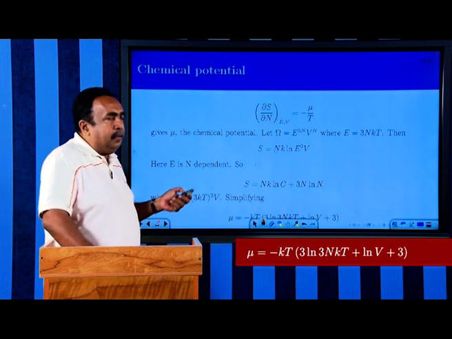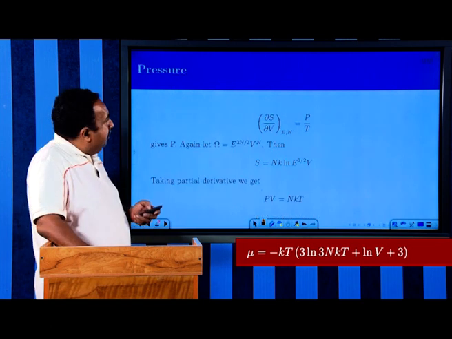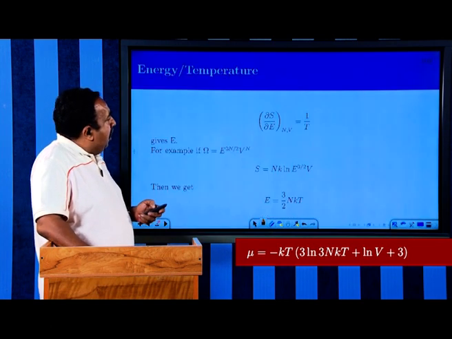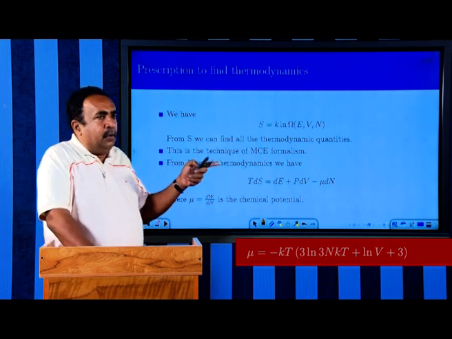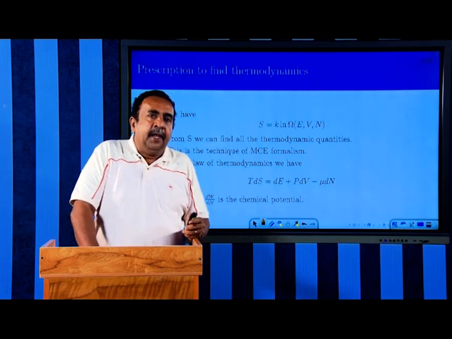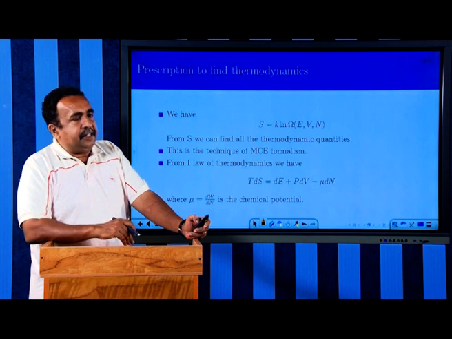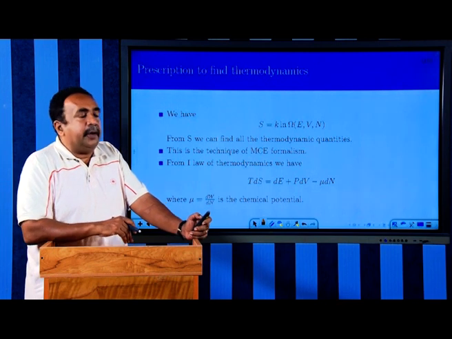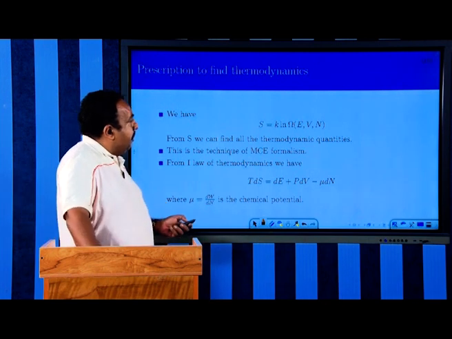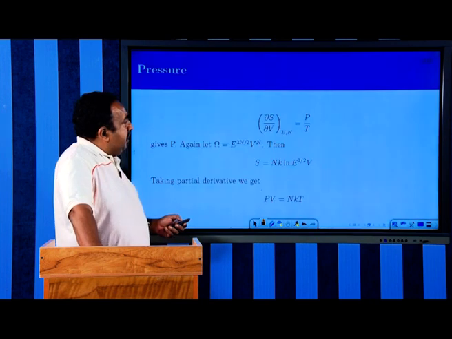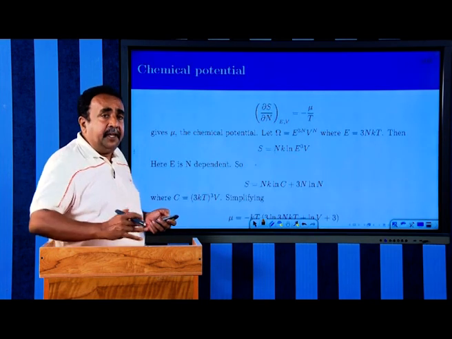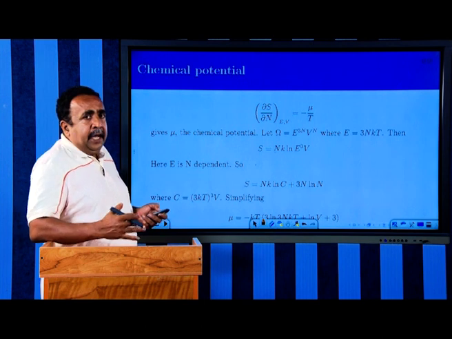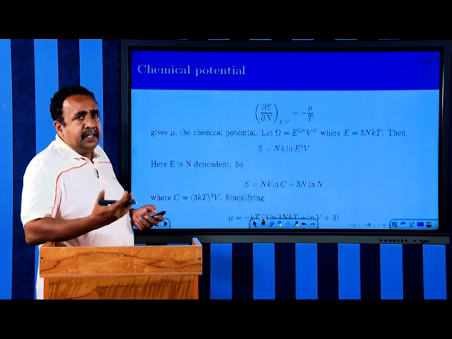This is how you will be able to find out your thermodynamics. My basic aim is how to find the thermodynamics, and if I know omega, I can find entropy, and from entropy, by using the first law of thermodynamics, I will be able to get all the thermodynamic properties. Therefore, this part of finding thermodynamic properties has been asked in UGC examinations many times.